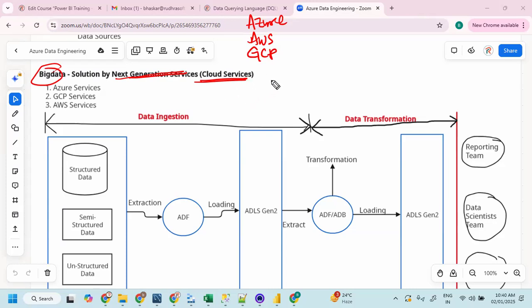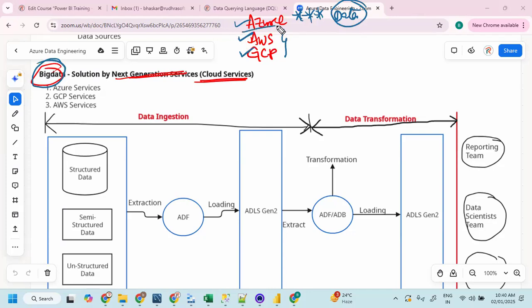But out of all these things, why is Azure much more famous for data? Because they concentrated more on data processing. These other people did not concentrate as much on data processing. Azure is more concentrated on the data side, and these others are more on the infrastructure side. GCP is also more or less the same. We don't have many services in this place to provide the solution for your big data.